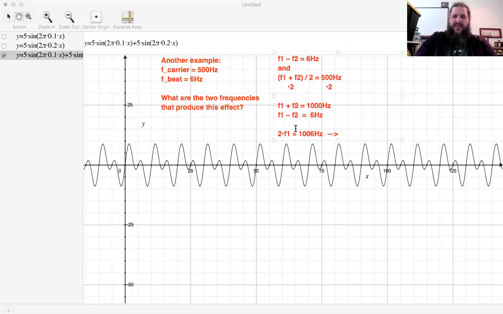And then you can just divide both sides by 2 and get F1 equals 503 hertz. Then you can plug that back into the other equation. 503 minus something is 6, and solve for F2. So that's one way to do it. You can set it up as a system of equations. Any questions on the math there so far?